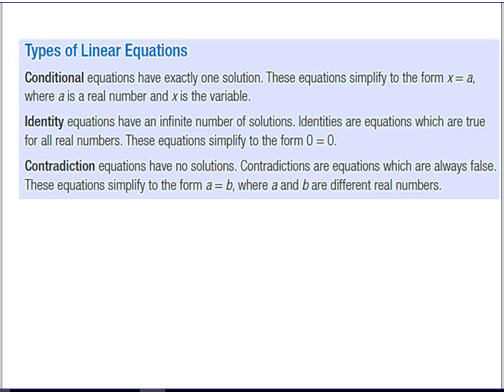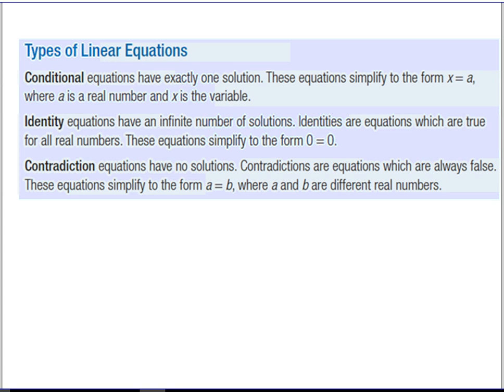Now, in these cases, we had one solution. And in both cases, x equals 1. That's called a conditional equation. The equation has the condition that x equals a certain number. If we tried to use any other number, the equation would not give us a true statement. We would get something that sounds crazy or untrue.